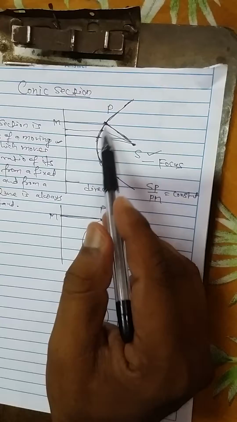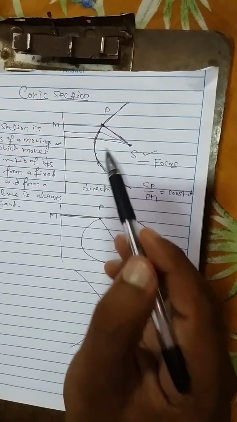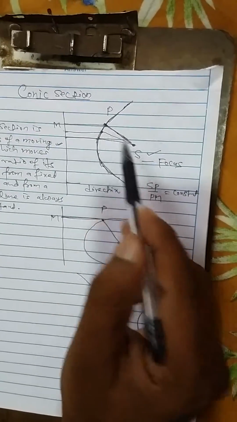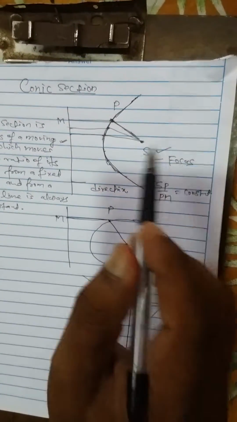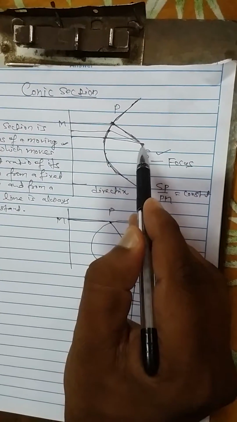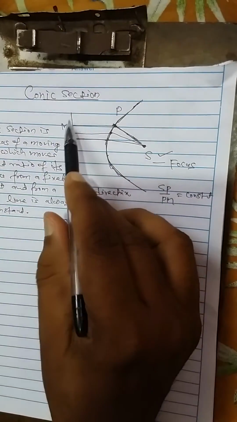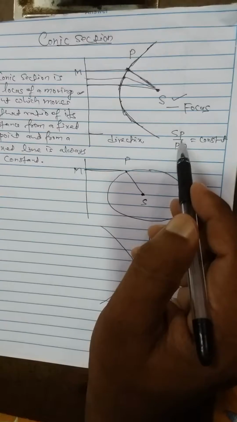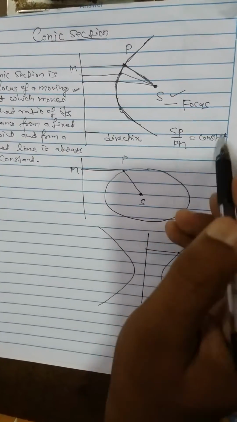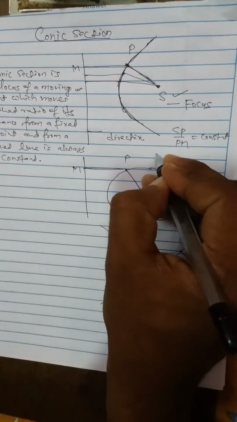It is just a locus of a moving point which moves in such a way that the distance SP by distance PM is always constant, always equal. This fixed point, S, is called the focus, whereas the fixed line is called the directrix. And this constant ratio, SP upon PM, is called eccentricity.